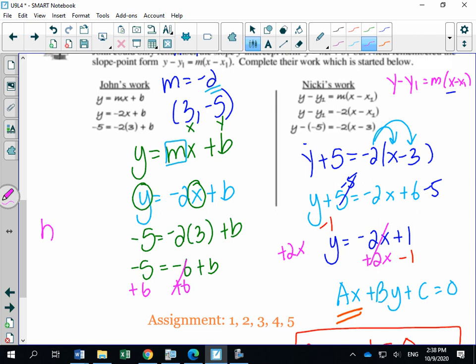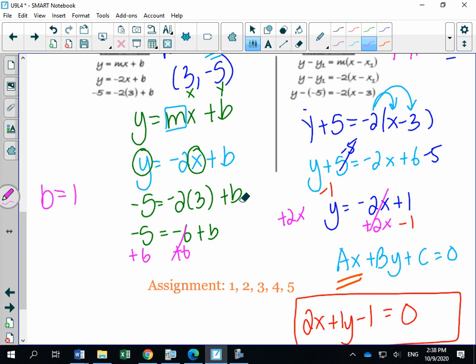And then I've got b is equal to negative 5 plus 6, which is 1. Now I know what my y-intercept is. Put it back in this equation. So y is equal to negative 2x plus 1. If you look, that's exactly what we had over here, right? And we started in slope point form over there.